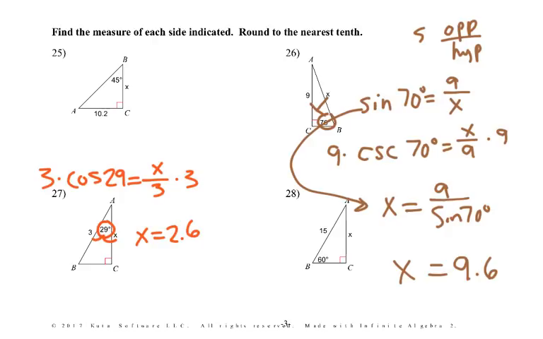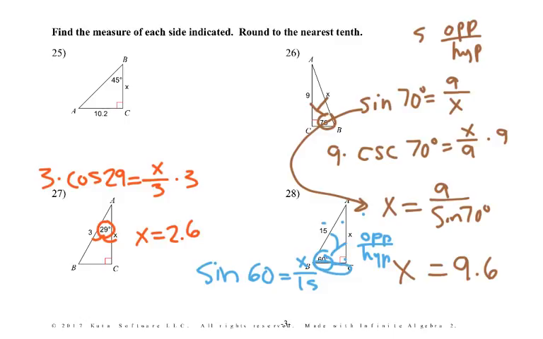Okay, that last one, angle here, we have the opposite and then the hypotenuse. So it would be sine again. So the sine of 60 degrees equals x over 15. Now, this would be a 30-60-90. So there's actually a special rule that would work with this one as well, that would get you your answer.